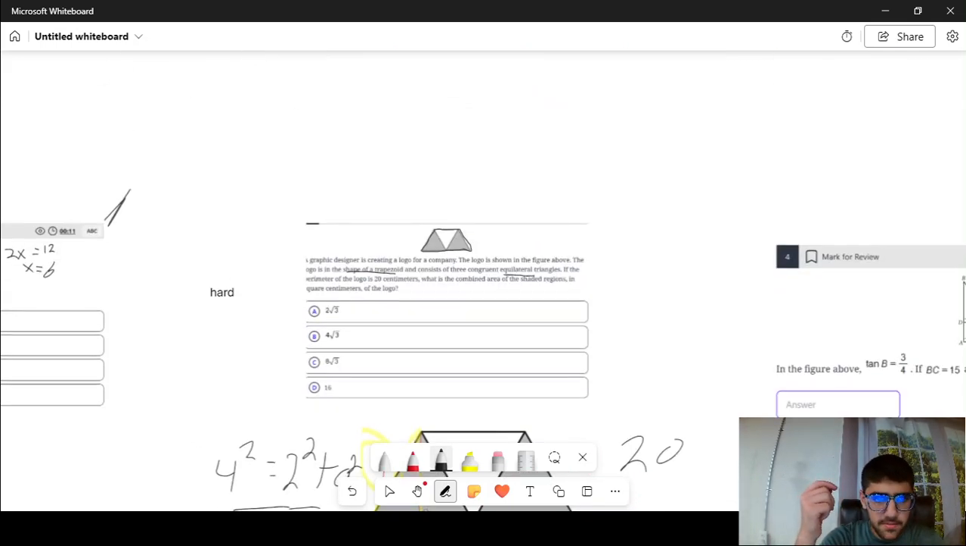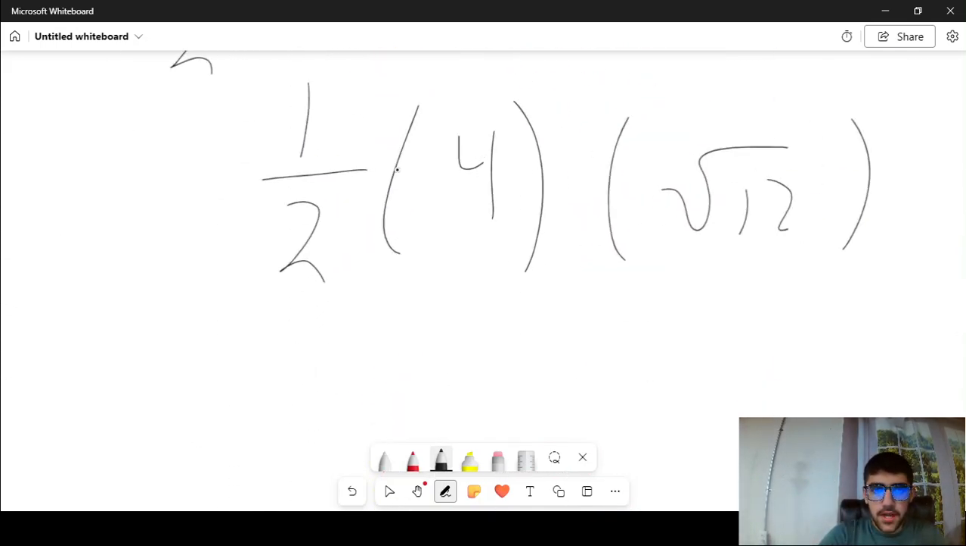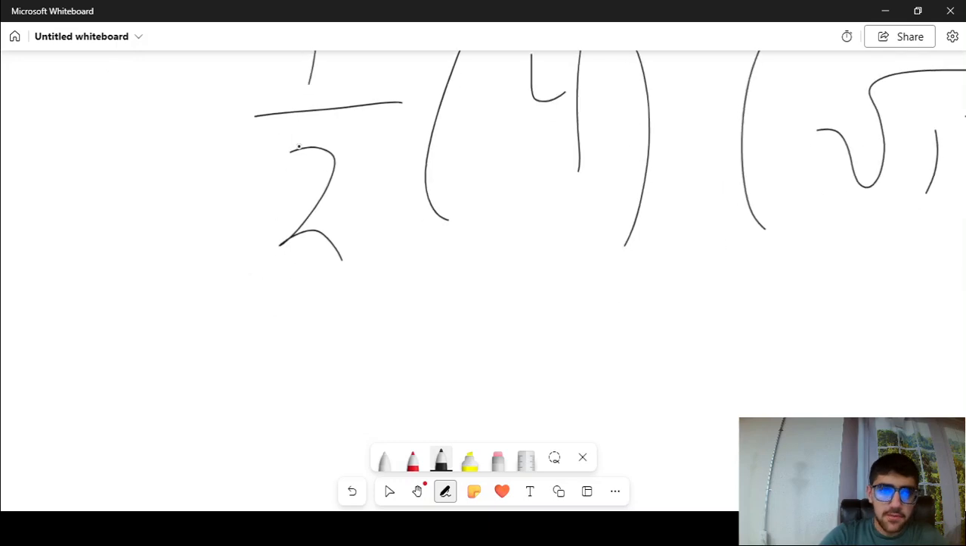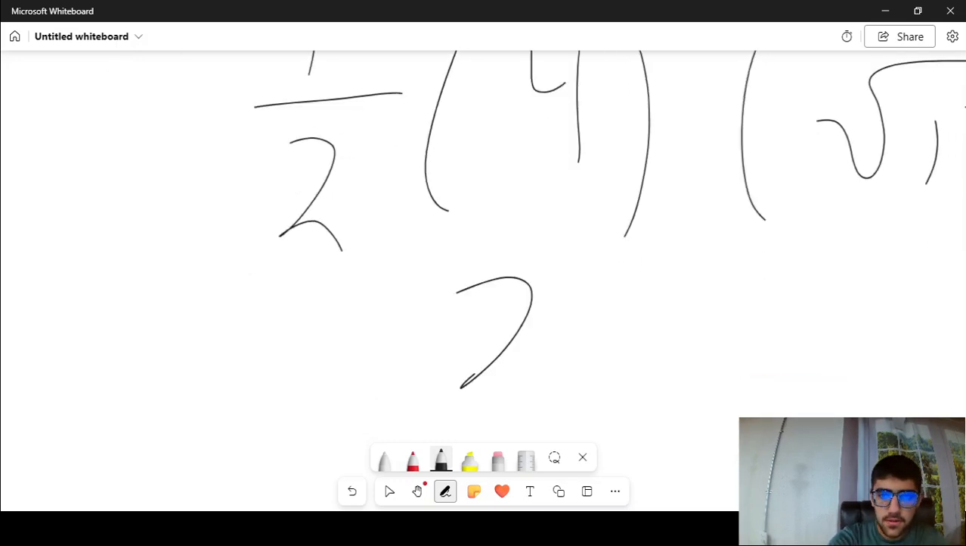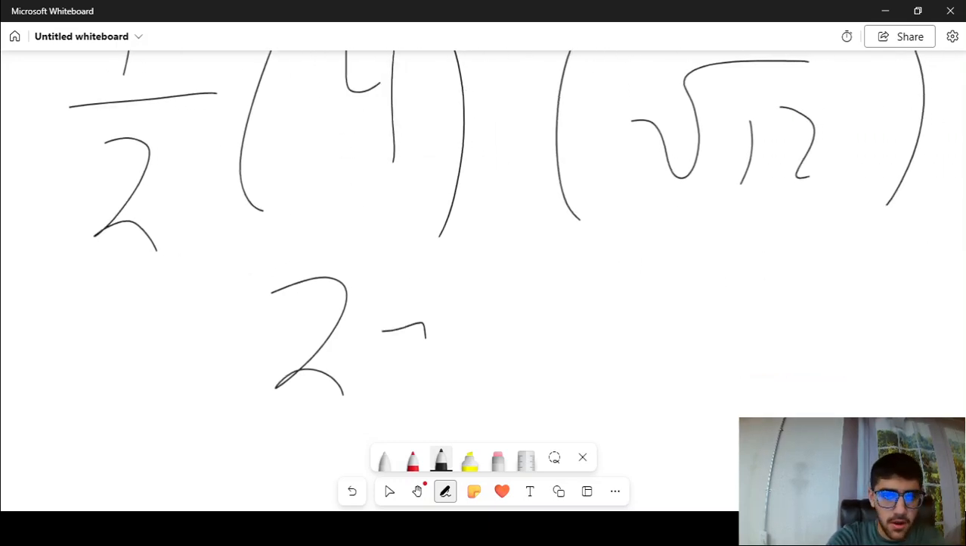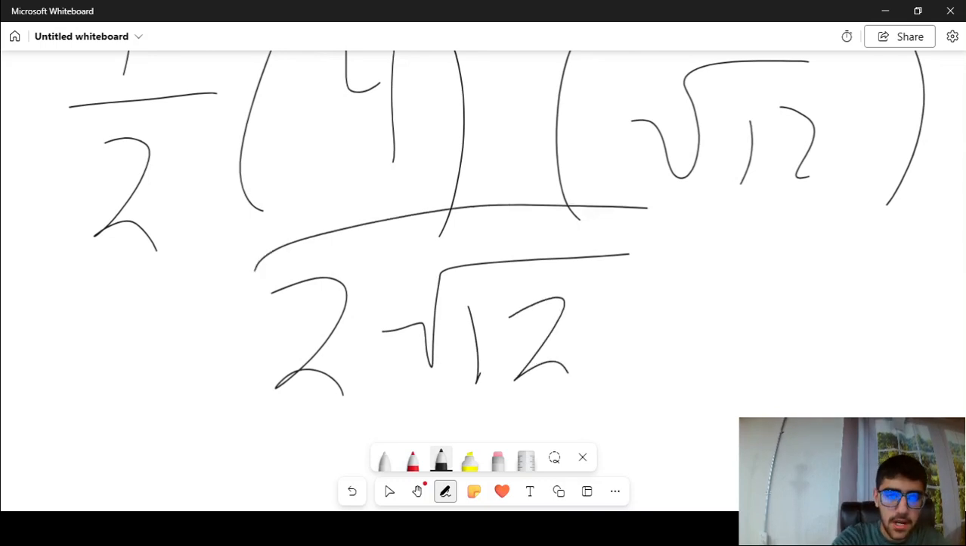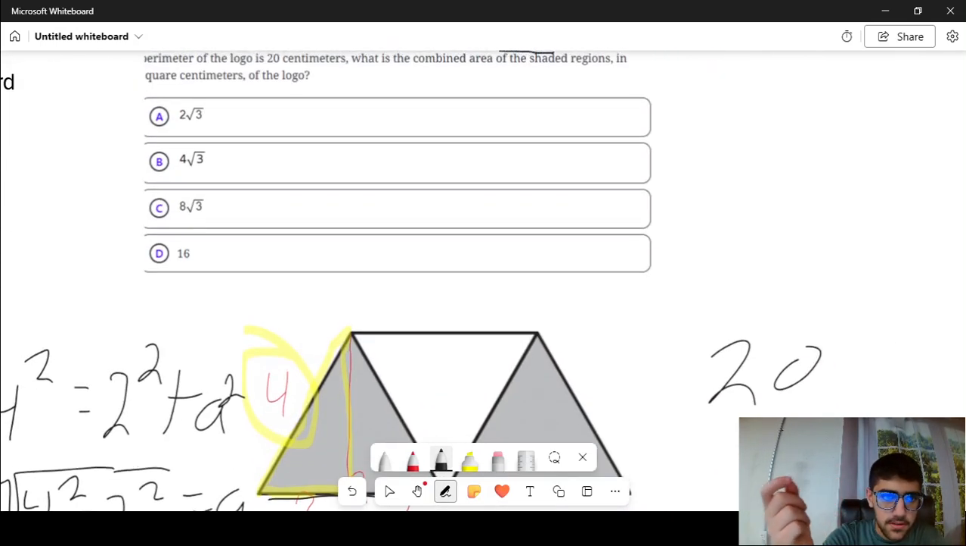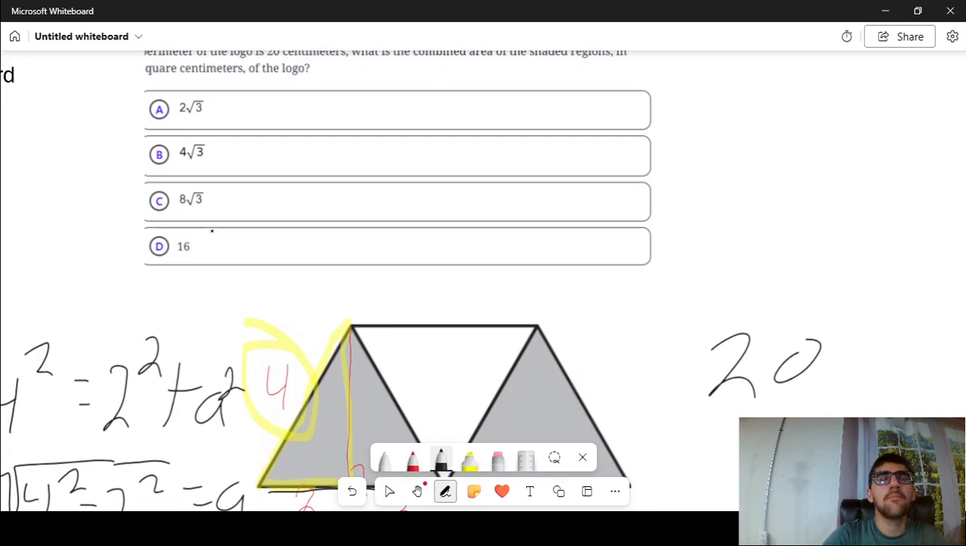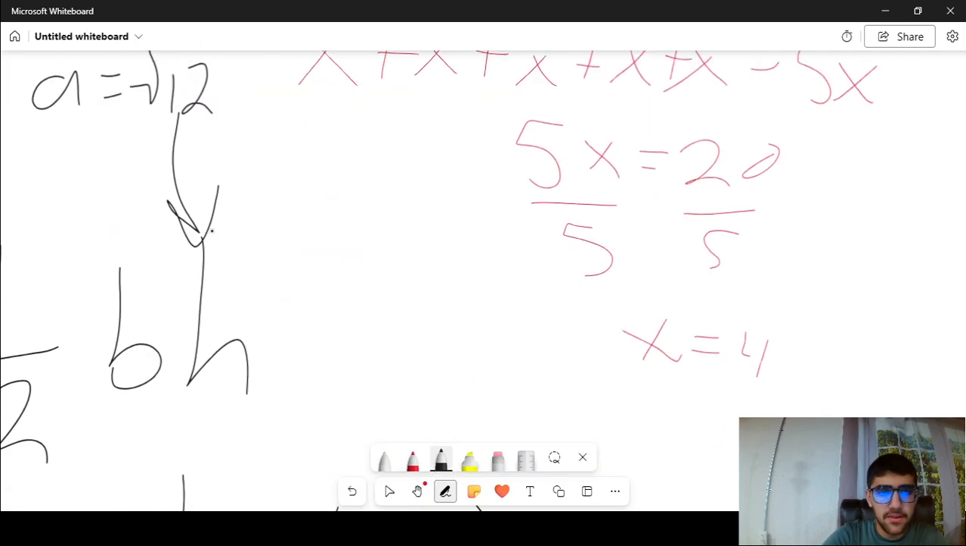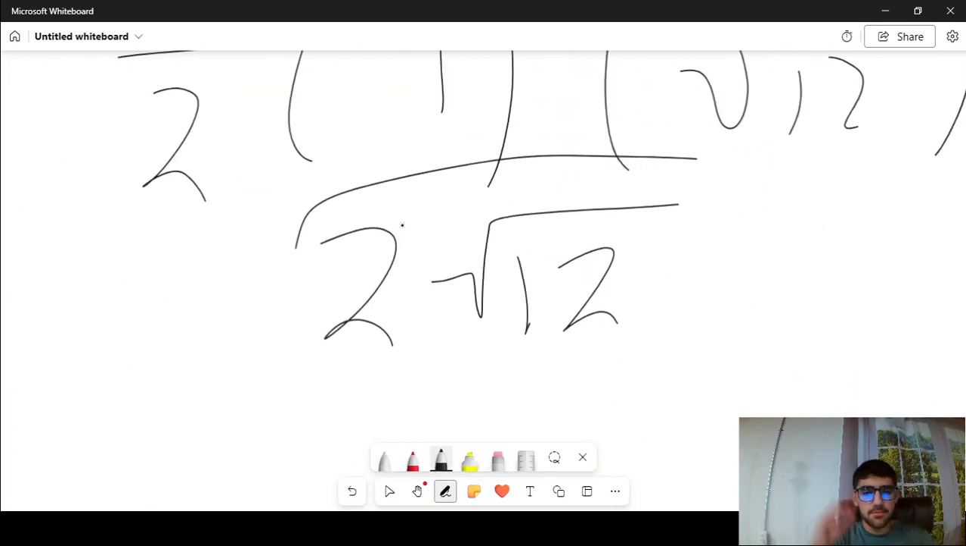Then do I have to simplify? Yes, I do. So let's just multiply these. 4 times 1/2 is 2, and then times square root 12. You might think you don't have to simplify it, but what we saw in the answer options is that they simplified the radical. So how can we simplify the radical?